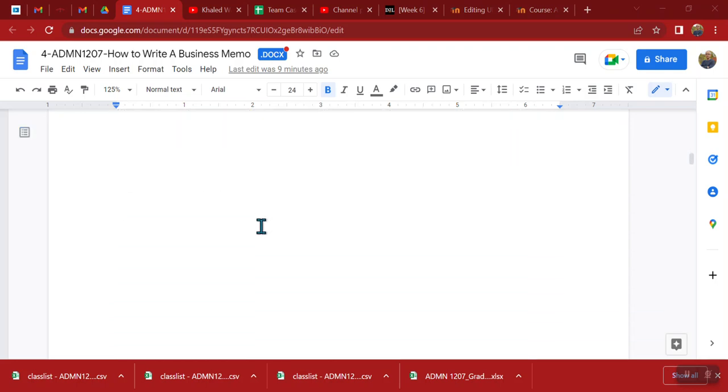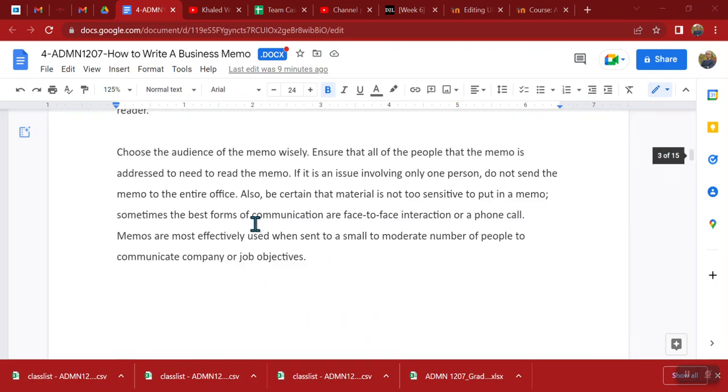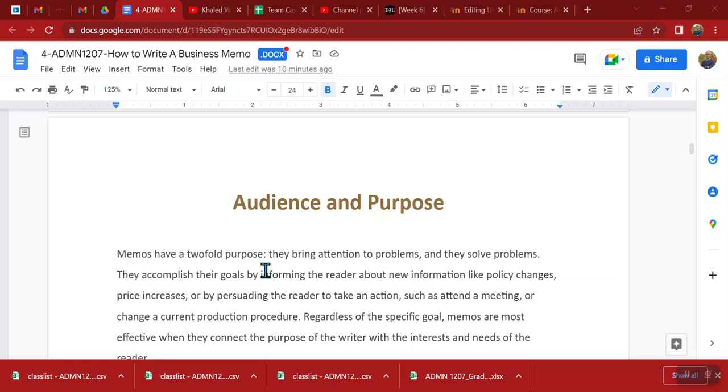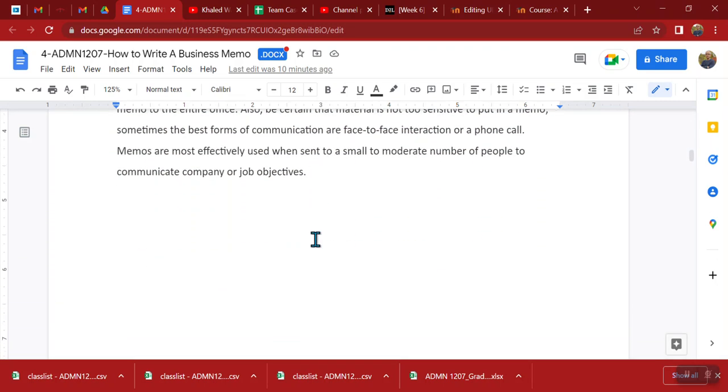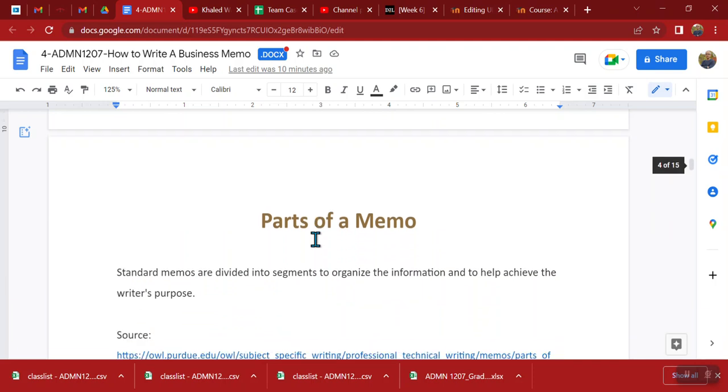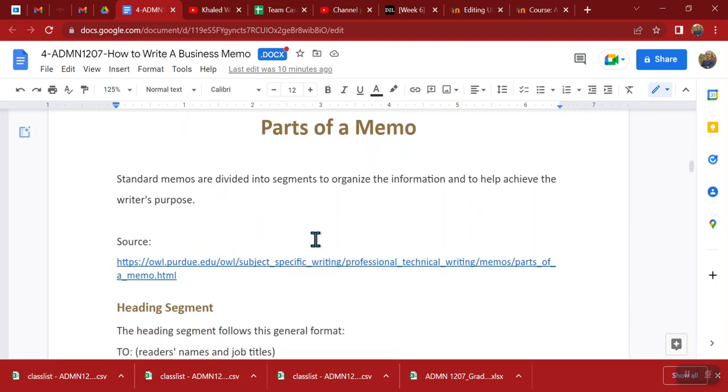So there should be a purpose, and this purpose is usually written so that you bring attention to a certain problem and solve a certain problem, right? So this is very important. It's very important to be very clear on the purpose. And so what are the main parts of the memo?